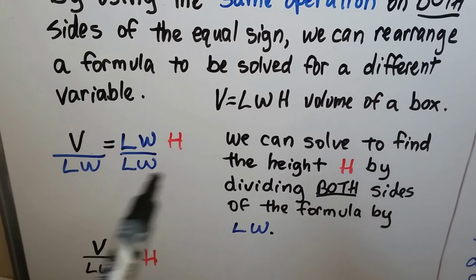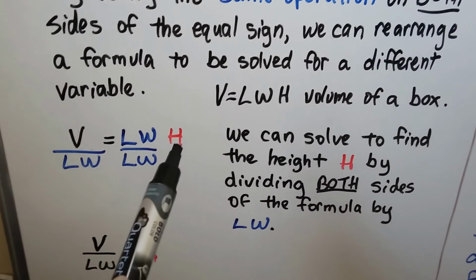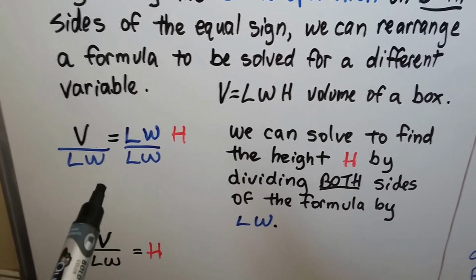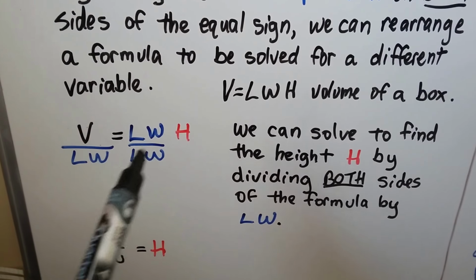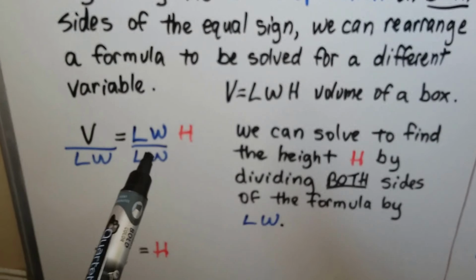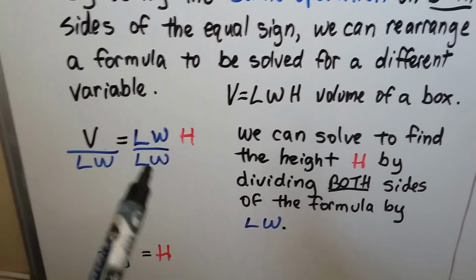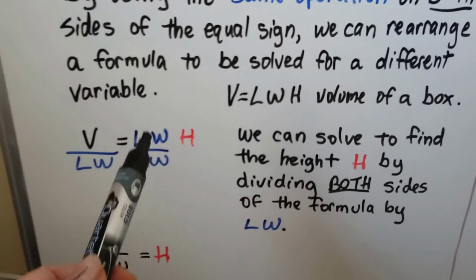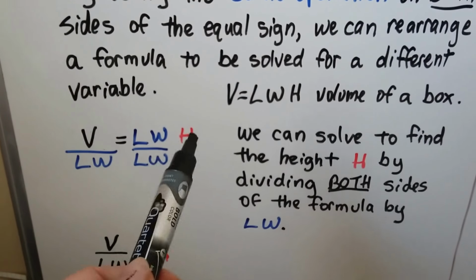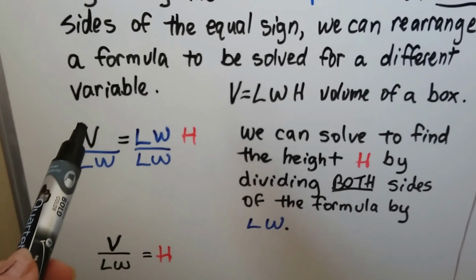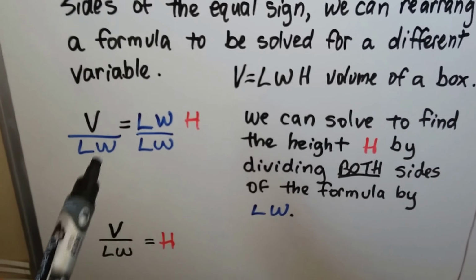So for the volume of a rectangular box, it's V equals LWH, length times width times height. We can solve this for the height, h, by dividing both sides of the formula by the LW. That'll isolate the h and get it by itself. That'll create a giant 1, because it's got the same numerator and denominator. So we have 1h. On this side, we have volume divided by length times width.